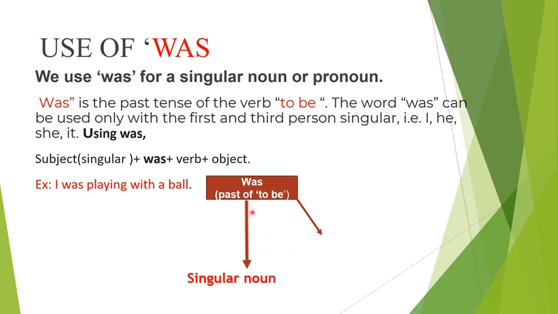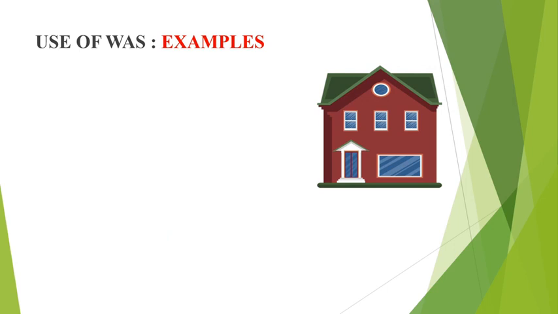Was is what? Past of verb to be, and it is used with I, he, singular noun, she and it. So you have to keep in mind that the use of was is with the first and third person singular and subject singular plus was plus verb plus object. Okay. Let's see a few examples to understand the use of was better.